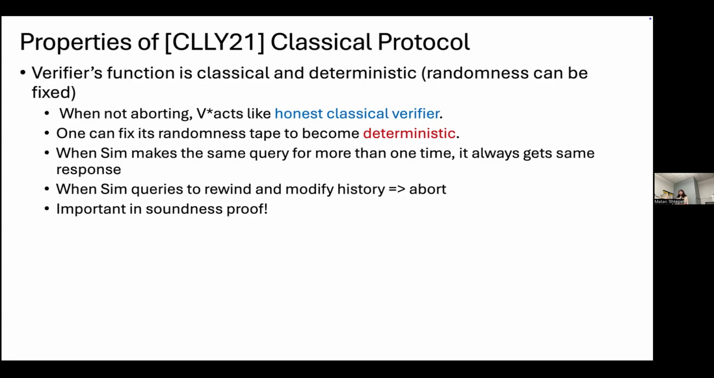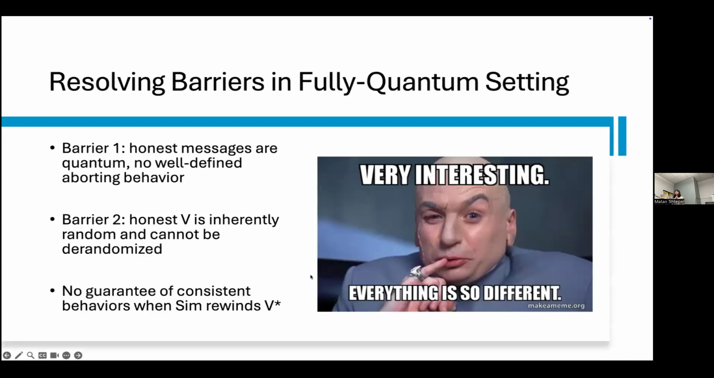And for the simulator, there is also importance in the consistency of its behavior. When the simulator makes the same query more than one time, it always gets the same response. When the simulator queries, rewinds and modifies history, it would abort. All these properties are important in the soundness proof in the post-quantum setting with the classical honest protocol.